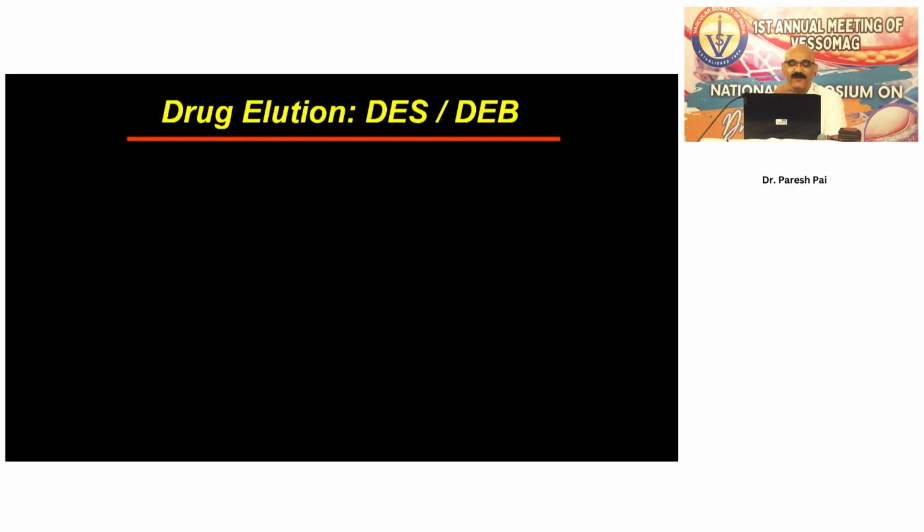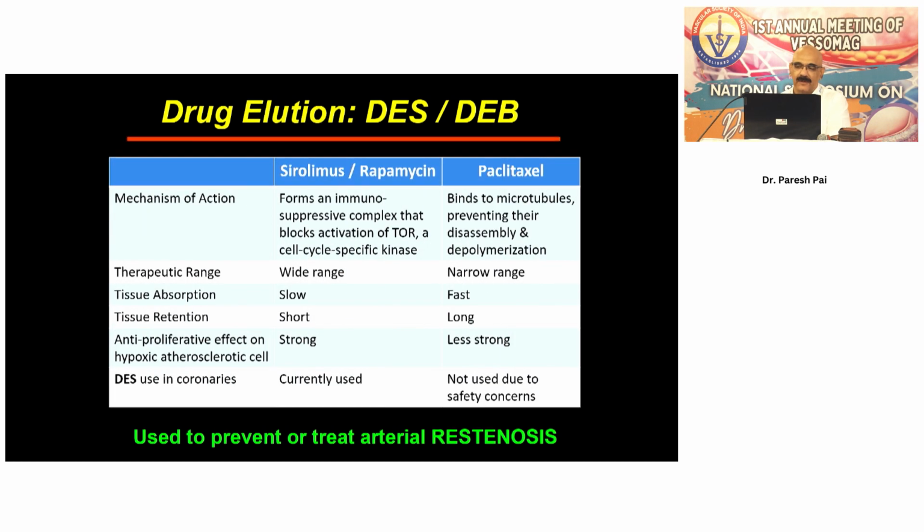So drug elution, you've heard almost 1.5 days. This is basically used to prevent and treat arterial restenosis. And we've seen two groups of drugs: one is rapamycin, Sirolimus, and Paclitaxel, and you've all gone through this. There's just one, the last two lines are the important ones, which I felt have not been covered.